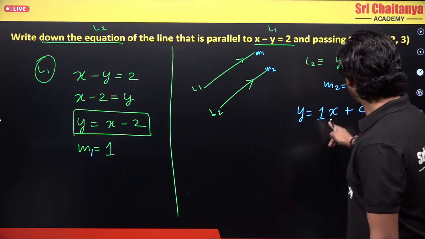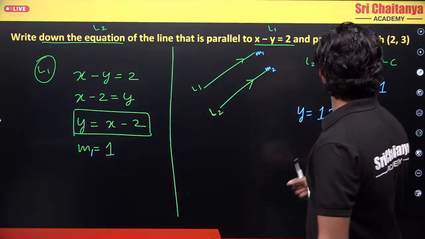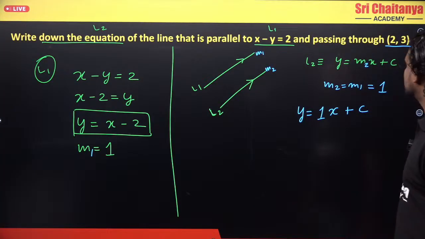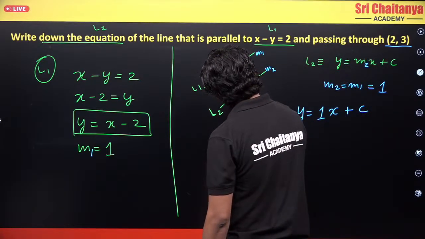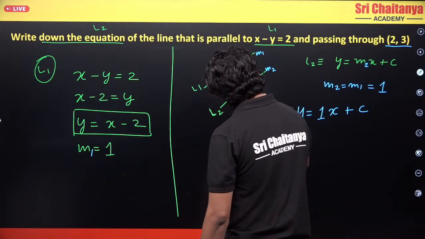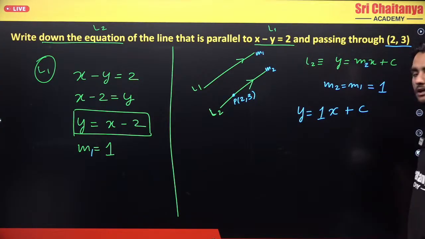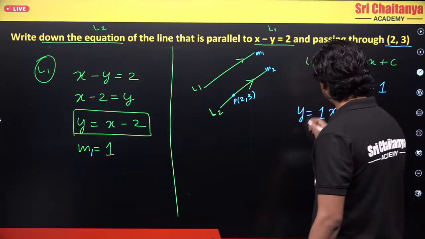So we now know the value of m, but I don't know the value of c, right? To calculate c, we'll use the second piece of information. What is the second information? It passes through (2, 3). That means this L2 passes through a point P, that is (2, 3). If this point P lies on the straight line L2, the equation should satisfy it. So I'll just substitute the values.